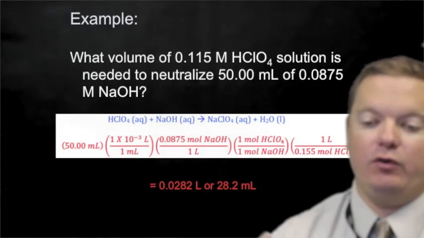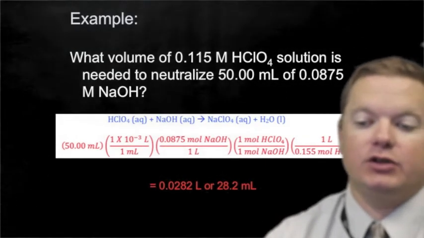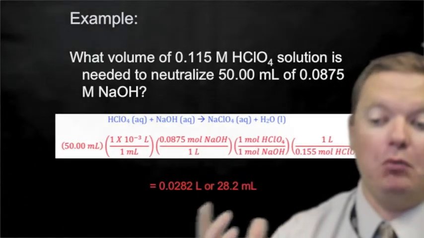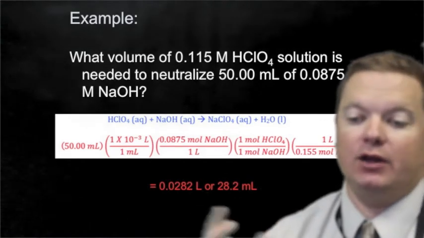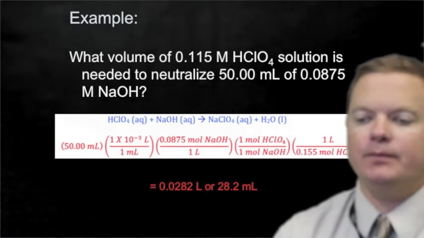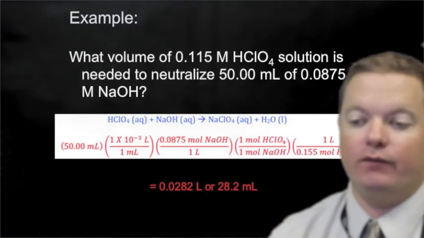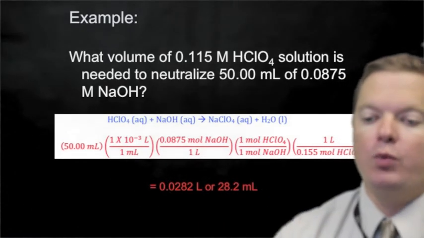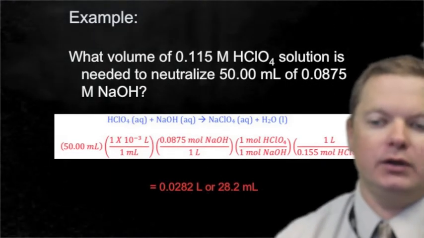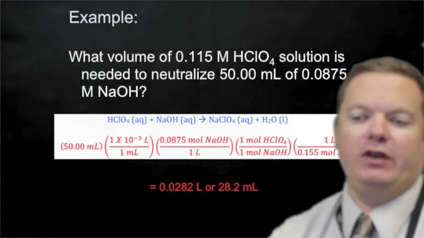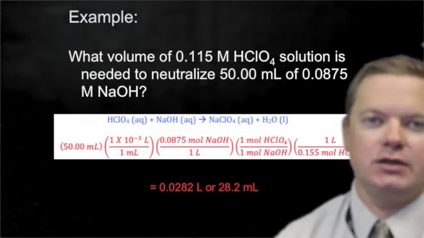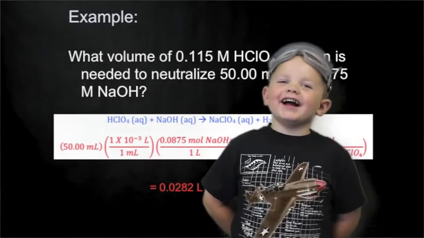So if we do that, we start with the volume we had, 50 milliliters, convert that to liters, and multiply by the concentration. Now we get moles of sodium hydroxide. They react in a 1-to-1 relationship, so for every 1 mole of sodium hydroxide, we react it with 1 mole of the chlorate. Divide by the concentration to get the volume. We see that we end up with 0.0282 liters, or 28.2 milliliters. So using this titration, we can figure out either how much volume we need to add, or what the concentration is, either way, using this stoichiometric relationship.